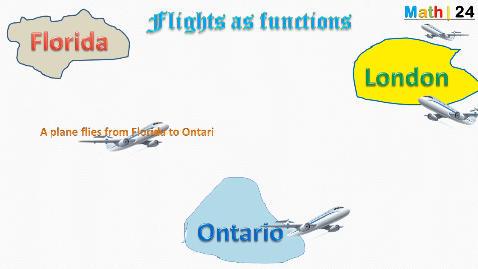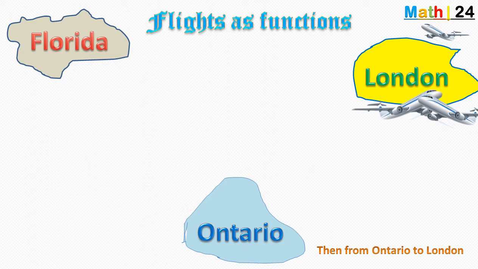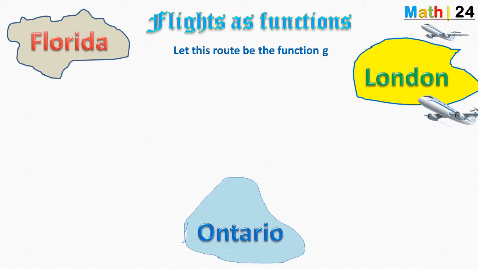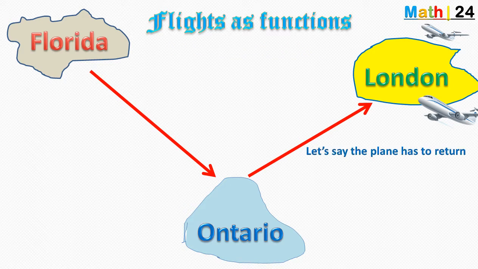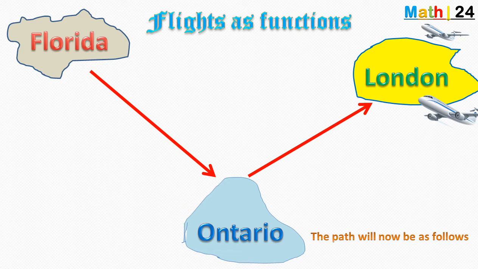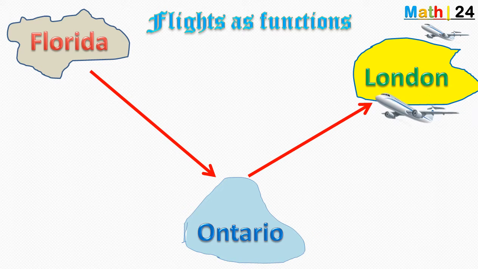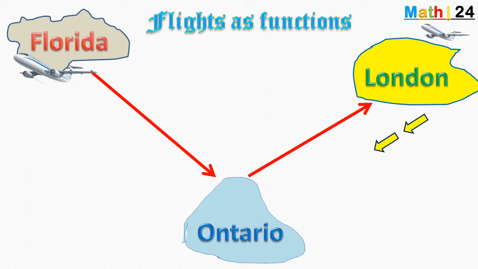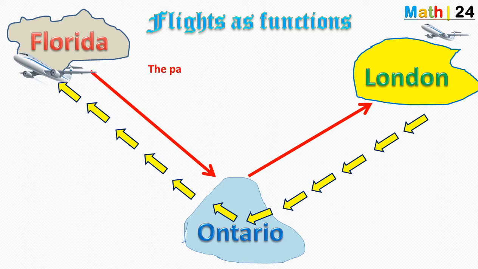For example, a plane flies from Florida to Ontario and from Ontario to London. Then this route is the function g. Let's assume that this plane has to return using the same route. In this particular case, there is no other route. It has to use just the same route used going to London, and now the path will be as follows: from London to Ontario, now to Florida, and this is the path that has been traced.